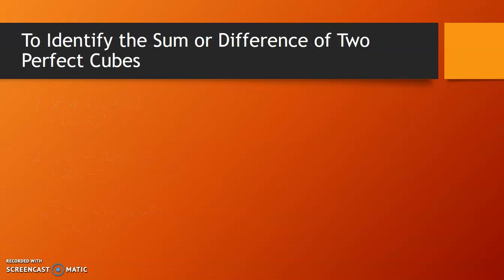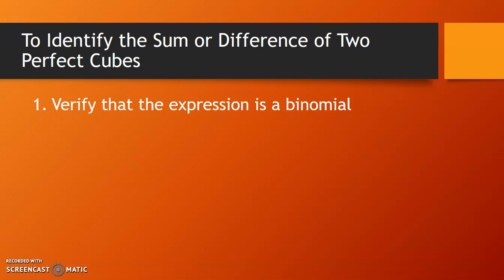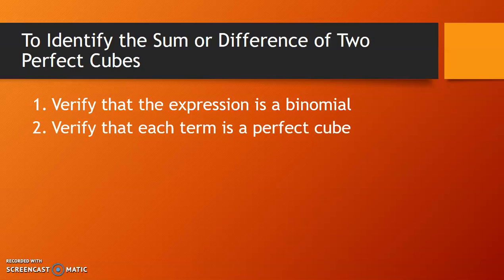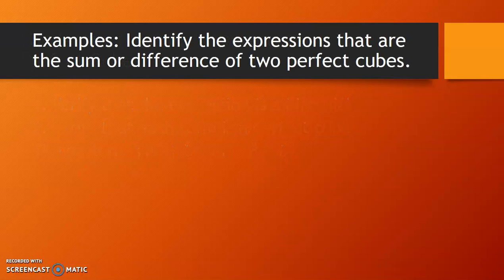Okay, now we're going to end this with the sum or difference of two perfect cubes. In order to identify it, you want to make sure again that your expression is a binomial, so it needs to have two terms. Verify that each term is a perfect cube so that you can cube root each of them and get a whole number. So your pattern is going to be a to the third plus b to the third, or a to the third minus b to the third. Again, we're going to practice just identifying them, so we're going to write yes or no for these problems.